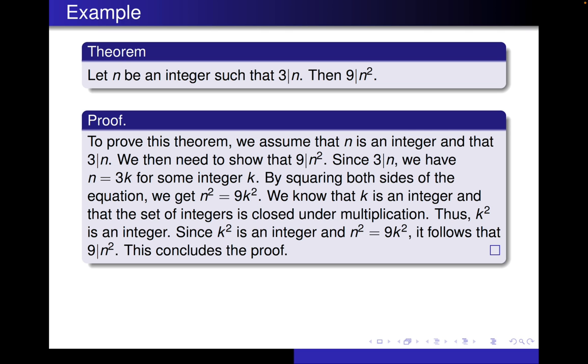And that was what we're trying to show. And then I say, this concludes the proof. Because now we're reminding our reader that was what we were trying to show. If you look at the second sentence, it says, we then need to show that 9 divides n squared. We got to the step where 9 divides n squared. When we say this concludes our proof, we're reminding our reader that that was what we were trying to show. That's the end of the proof.